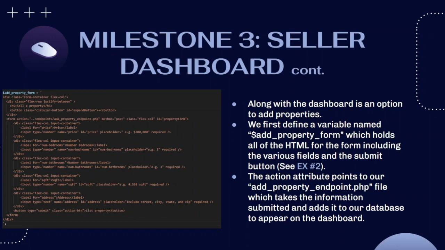In addition to the dashboard, there is also a form that can be used to add new cards to the page. Looking at the code to the left, we can see the functionality behind it. Along with the dashboard is an option to add properties. We first define a variable named add property form, which holds all of the HTML for the form, including the various fields and the submit button. See example 2, which I will show you later on. The action attribute points to our add_property_endpoint.php file, which takes the information submitted and adds it to our database to appear on the dashboard.